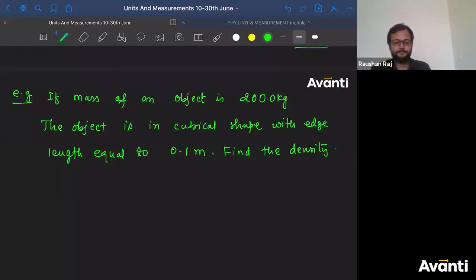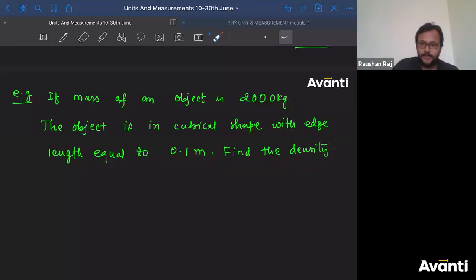जल्दी से निकालना है. If mass of an object is 200.0 kg, ठीक है? That means the mass has been measured till 1 decimal place with a precision of 1 decimal place. And the length of the cube is what? 0.01 meter. Find out the density of that object. जल्दी से आंसर करो. कमान बच्चा लोग.